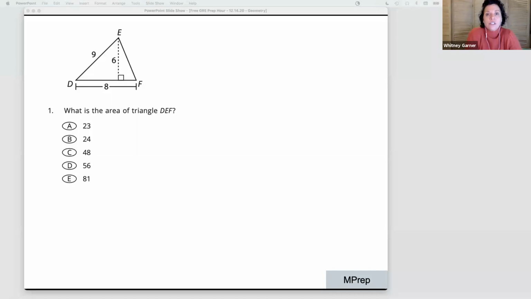If you'll change your response from panelists to panelists and attendees, if you don't mind. What are the rules? What geometry rules did we have to know in order to answer this question? What rule or rules did we need? Feel free to go ahead and type those into the chat window to me. What rule or rules was required?